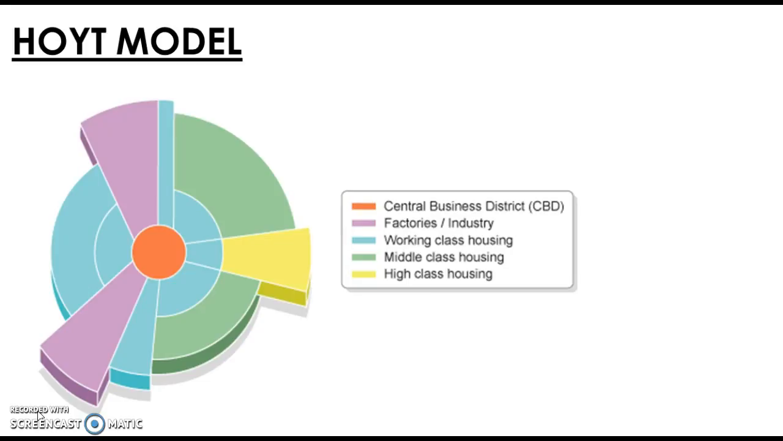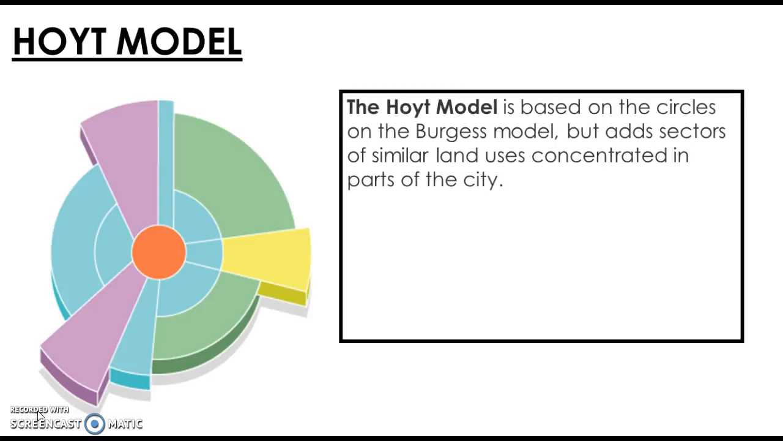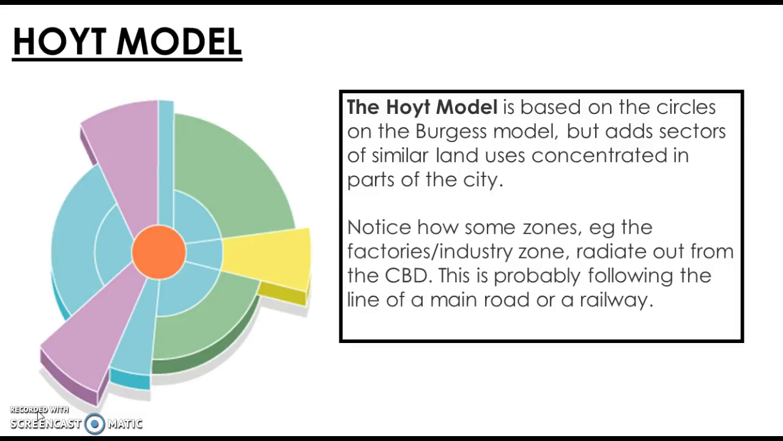Now, these sectors tend to work from the city centre outwards, following what would usually be major transport or access routes. So it is based loosely on the Burgess model, but it's added sectors of similar land use where you might find them concentrated in the city. Notice how some of the zones, e.g. the factories and industry zone, radiate outwards, and as I've said, this is probably following the line of a main road or a railway. So you would have factories and industry located along a railway, so it's easier for them to transport produce and components that they would need to build things in their factory.